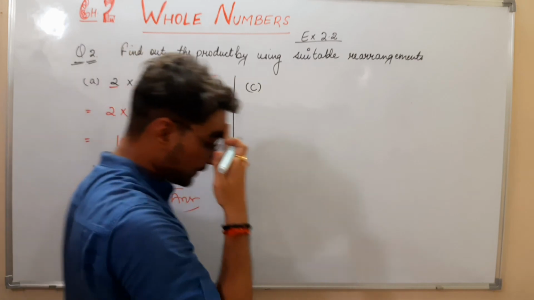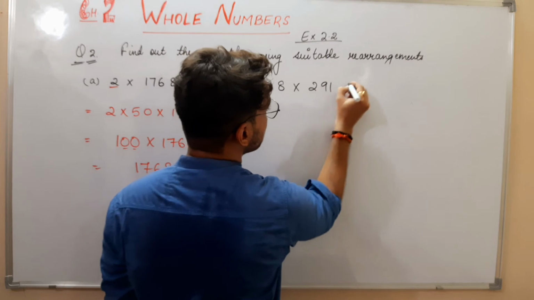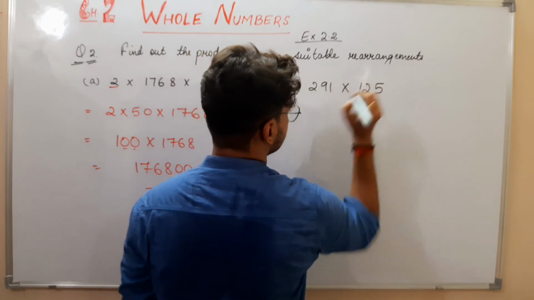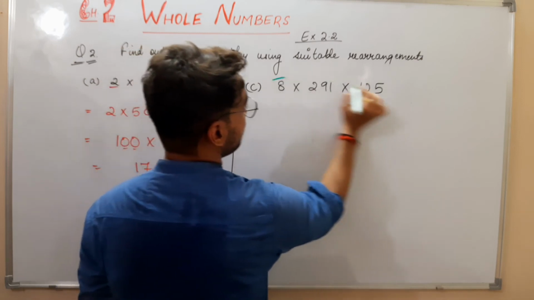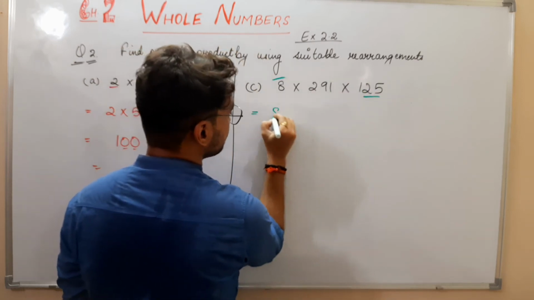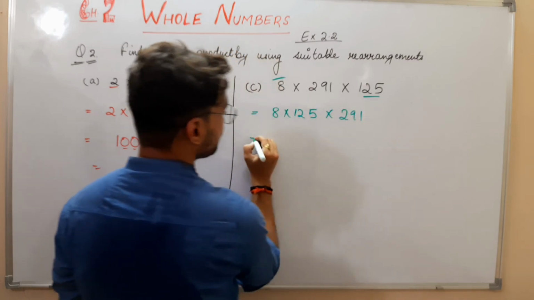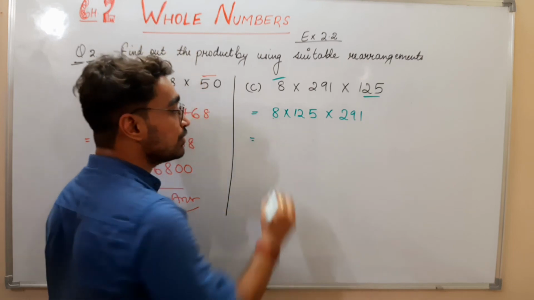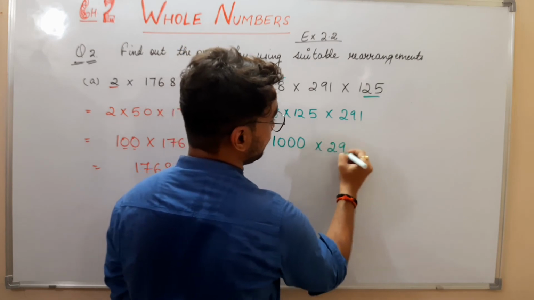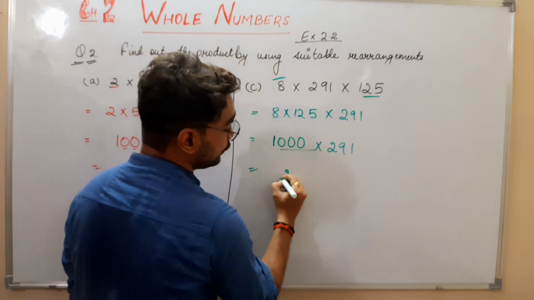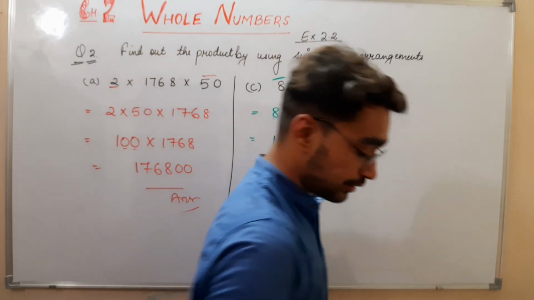C part. C part says that 8 into 291 into 125. Here what I am doing is that I am multiplying 8 into 125, because after a little bit of practice you will be able to understand that 8 into 125 is always equal to 1000 into 291. Then 3 zeros, simply 291000. That much only, right? It's easy.